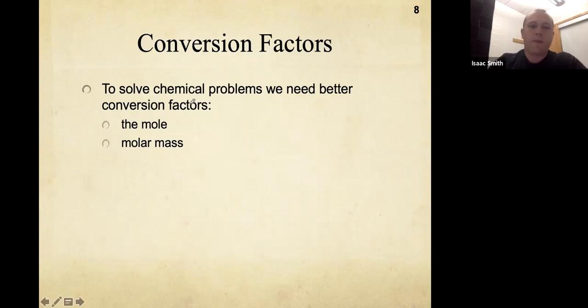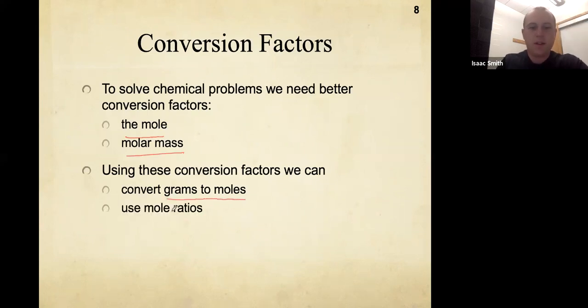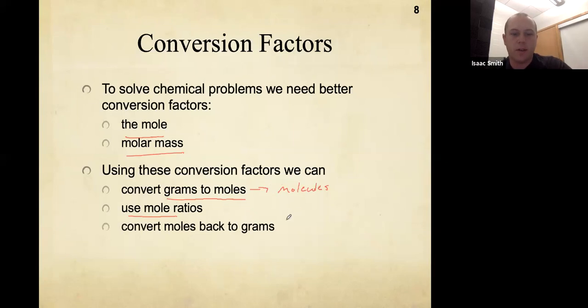So to solve these problems, we need better conversion factors, and we're going to be talking about the mole and molar mass. Using these two numbers, we can convert from grams to moles using those mole ratios. And from moles, we could convert to molecules if we wanted. So we're just going to talk real quick about what a mole is before we move on here.